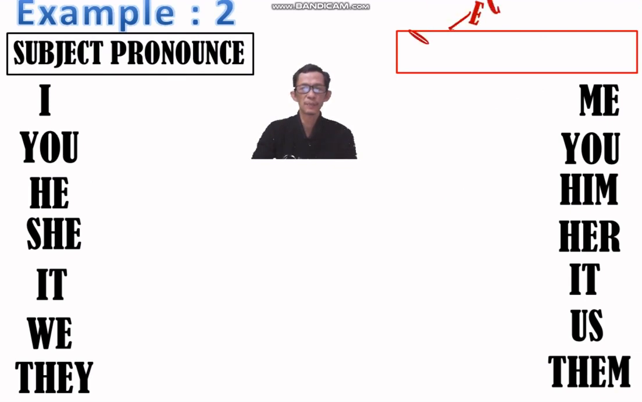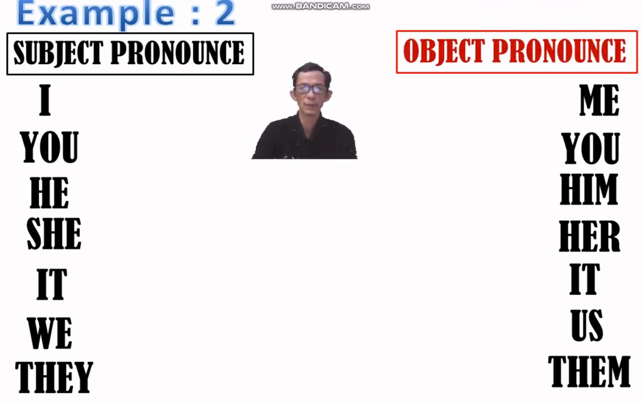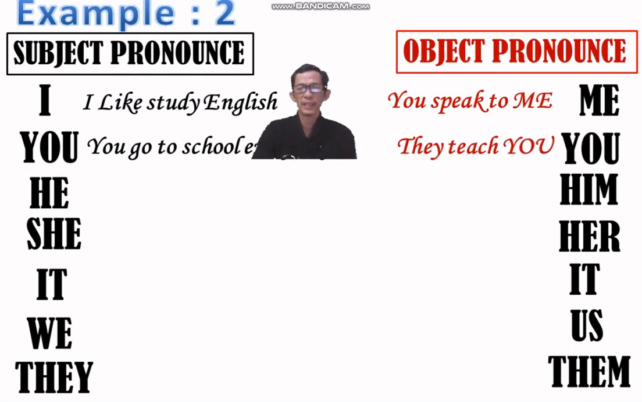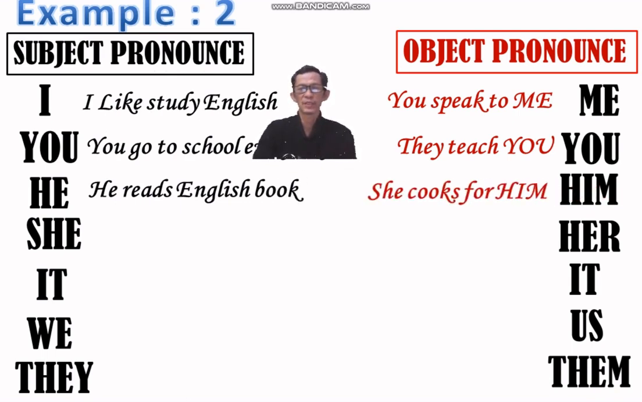Okay, this is example 2. How to make a simple sentence with subject pronouns and object pronouns. Example: I like to study English. You speak to me. You go to school every day. They teach you. He reads an English book. She cooks for him.